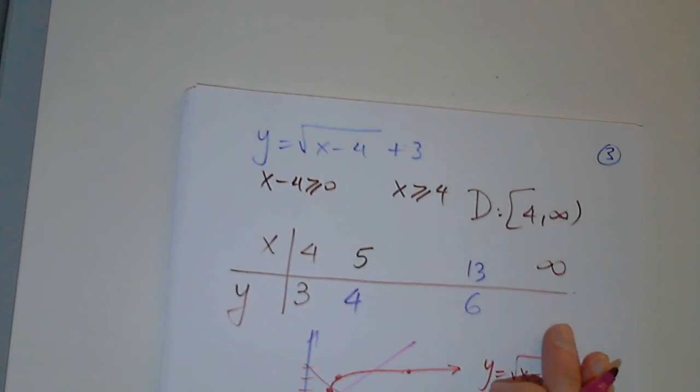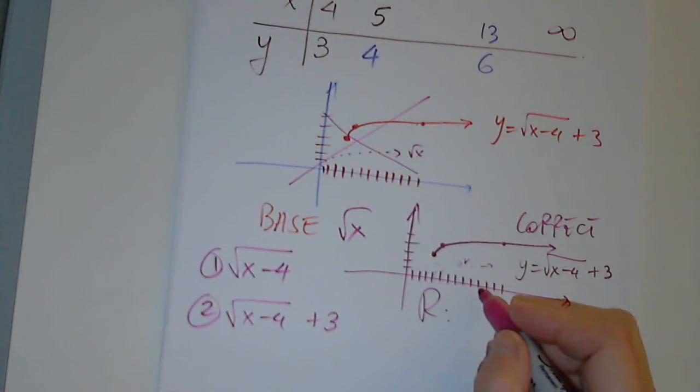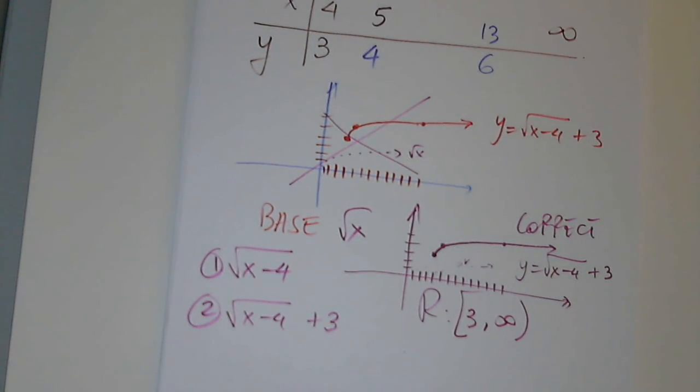The range is right here. We cannot guess. 3 to positive infinity. The lowest y value is 3. The highest y value is infinity. Is that okay? Everyone? Yes?